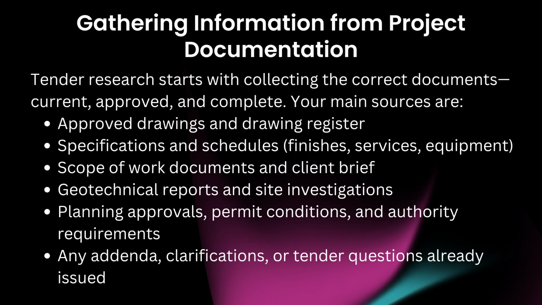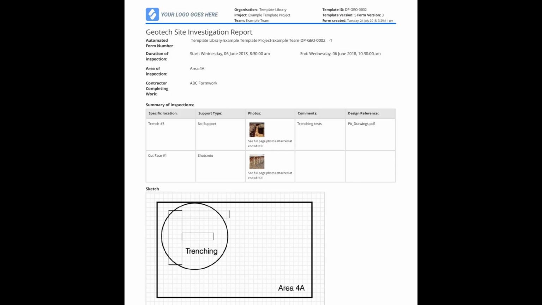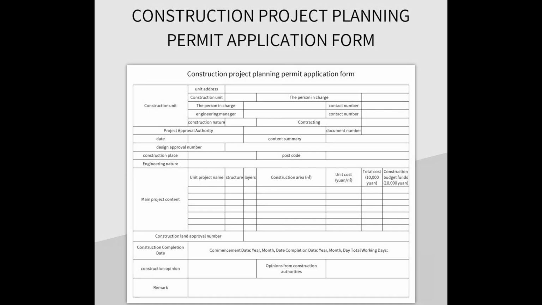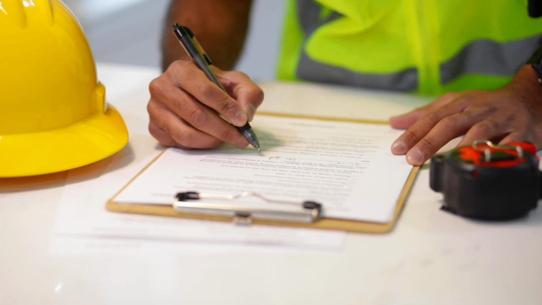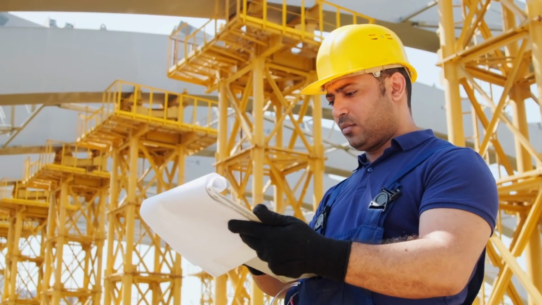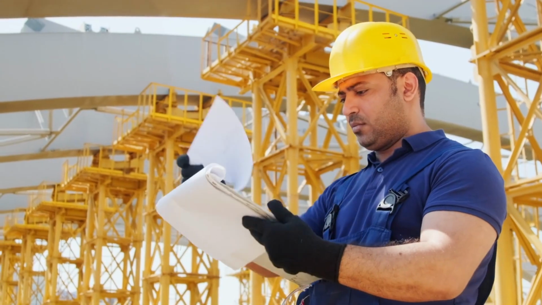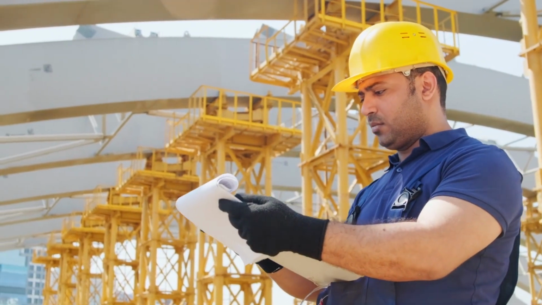Gathering information from project documentation. Tender research starts with collecting the correct documents, current, approved, and complete. Your main sources are approved drawings and drawing register, specifications and schedules, finishes, services, equipment, scope of work documents and client brief, geotechnical reports and site investigations, planning approvals, permit conditions and authority requirements, any addenda, clarifications or tender questions already issued. This step prevents pricing off outdated drawings or incomplete scope, one of the most common tender mistakes.